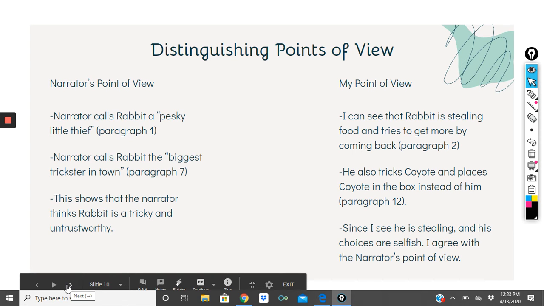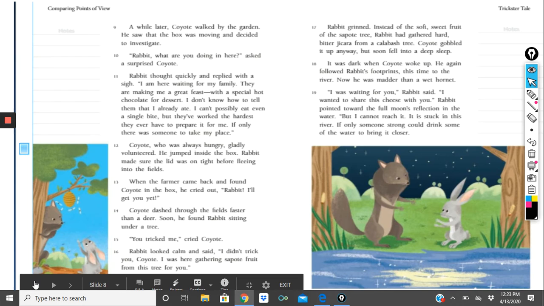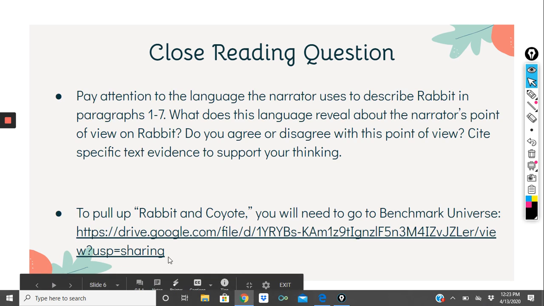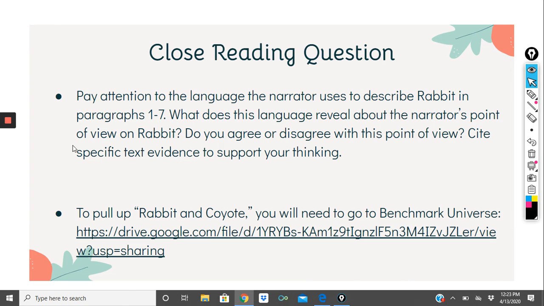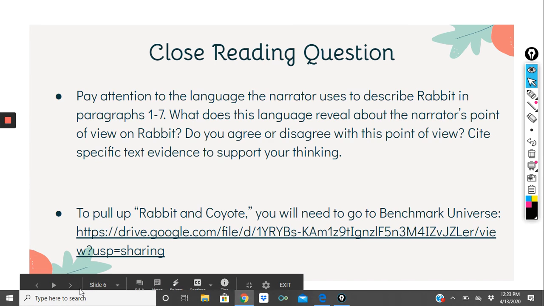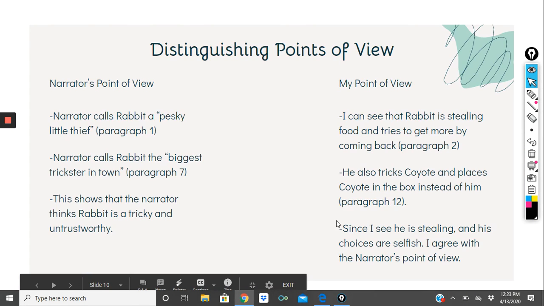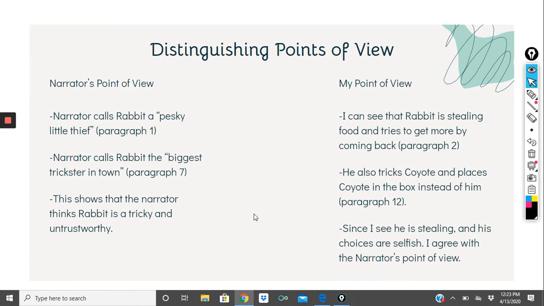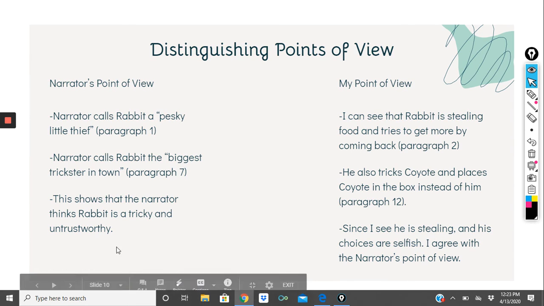So now comes the next part. Remember, our objective was not only to orally discuss our reasoning, but also to be able to write it. So we're going to go back and answer this question. Remember, we needed to talk about what the narrator's point of view is, whether we agree or disagree with it, and cite evidence. Because I wrote down my thoughts, this is a really easy thing for me to do. So let's take a look at our responses.